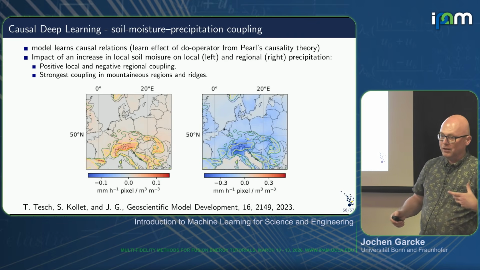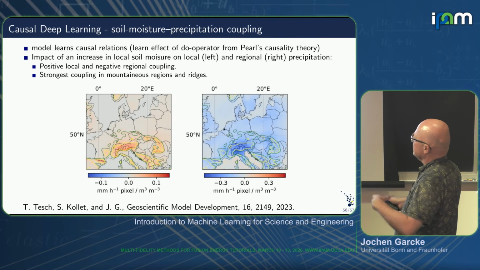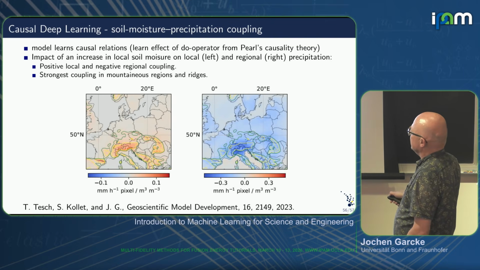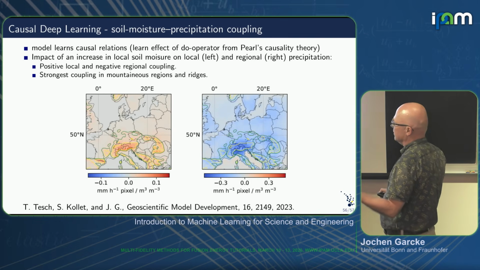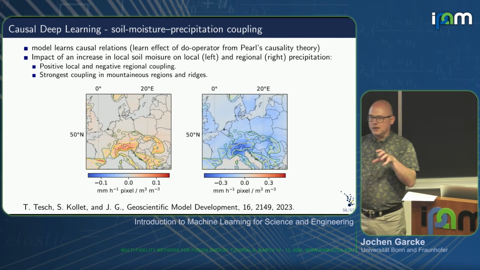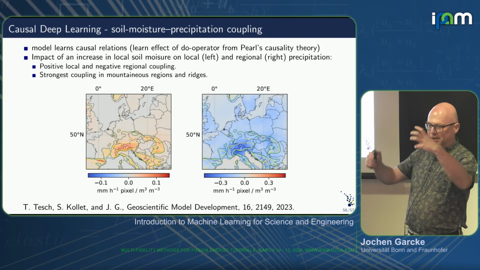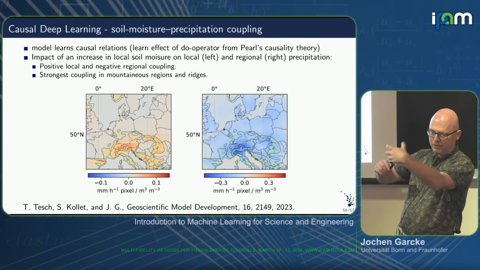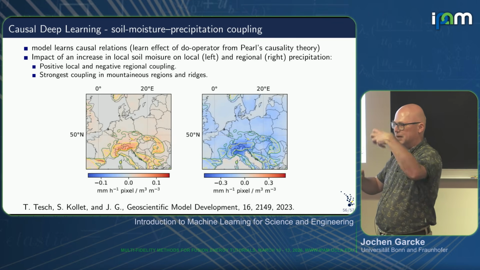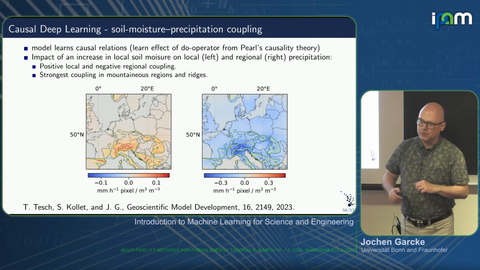This is not fully understood in geosciences. Based on that, we could realize that there's positive local and negative regional coupling, and the strongest coupling between soil moisture and precipitation is in mountainous regions and ridges. So there are ways to further analyze your data and build in all your knowledge, which is a causal graph you build, and investigate what you don't know in the sciences.